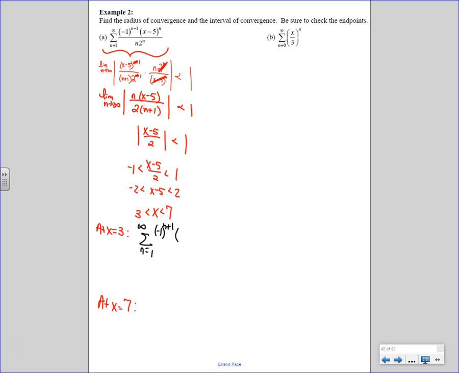Plug in 3. 3 minus 5 is negative 2 to the, uh-oh. Wait, I have a negative and I have another negative? Maybe it's not alternating anymore. All over n times 2 to the n. You guys are considering him as I'm just plugging into the other guy as well. I have negative 1 to the n plus 1. When I plug in 7 minus 5, that's going to be positive 2 to the n, all over n times 2 to the n. You guys are seeing this guy simplifies. What's going on with the top guy?